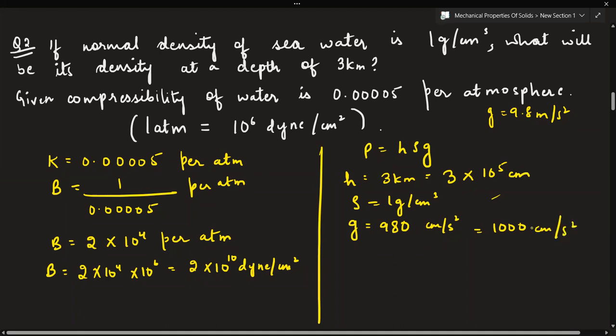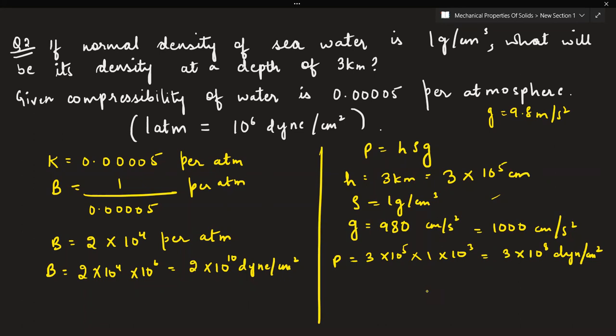So we have H, we have rho, we have G with us. We will be able to calculate pressure easily. So pressure is the product of 3 into 10 to the power 5 into 1 into 10 to the power 3. So pressure we have 3 into 10 to the power 8 dyne per centimeter square. Is pressure and the calculation of bulk modulus clear now? This much portion is clear?